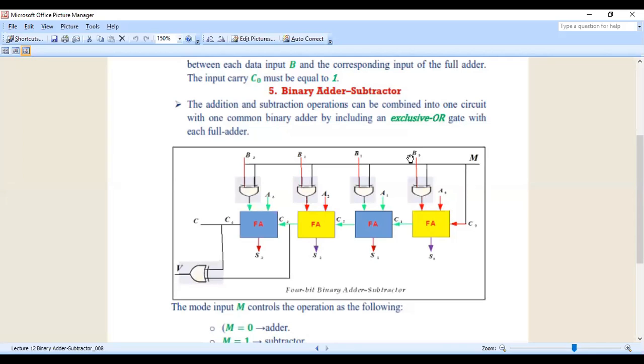Why do we have to use exclusive OR gates? What is the purpose of the exclusive OR gate? It gives the 1's complement, as we already told you. We have to take the 2's complement of B. The 2's complement means first it performs the 1's complement, and then adds 1. That's why here C0 will pass the value as 1. Is it clear?